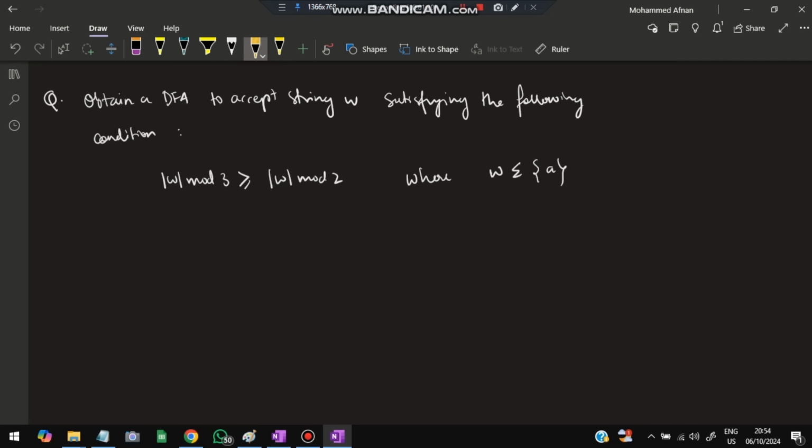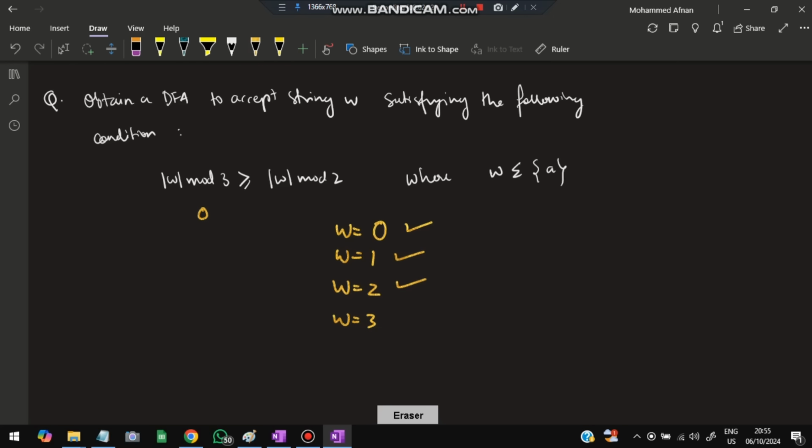What length of W will make this condition true? If W is equal to 0, then 0 mod 3 is 0 and 0 mod 2 is also 0. Both are equal, so that is accepted. If W is equal to 1, 1 mod 3 and 1 mod 2, accepted. W is equal to 2 means this will be 0 and this will be 2. Accepted. W is equal to 3 should not be accepted: W mod 3 will be 0 and W mod 2 will be 1, since 3 mod 2 is 1, right? So this is not the accepted one. When W is 3, it should not be accepted.